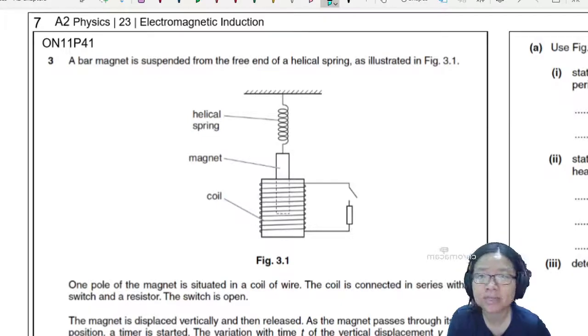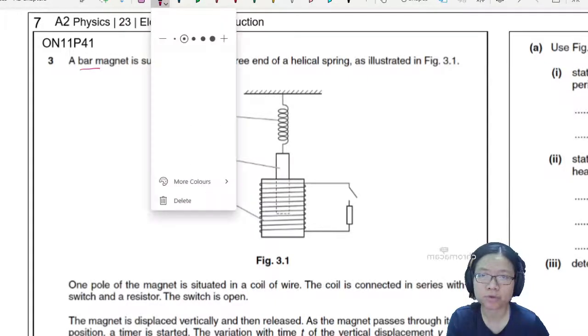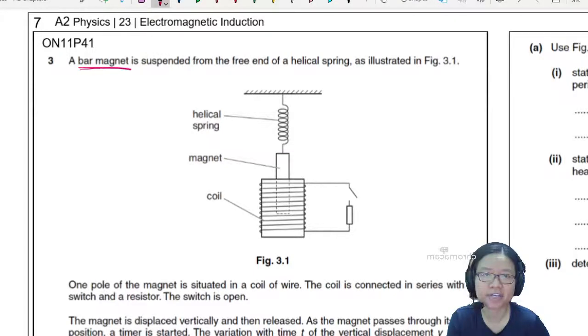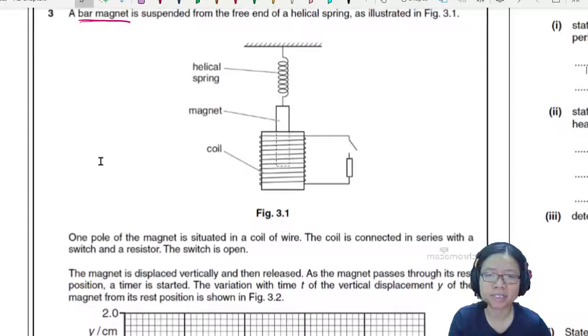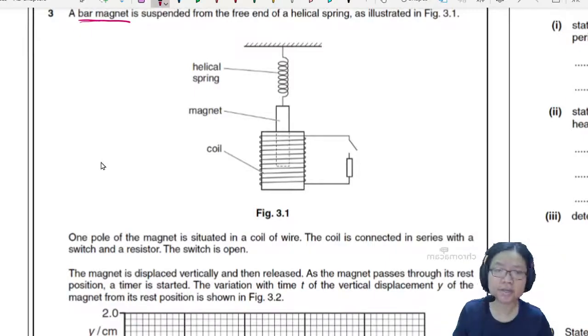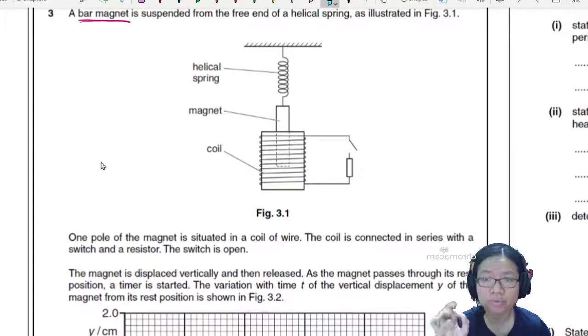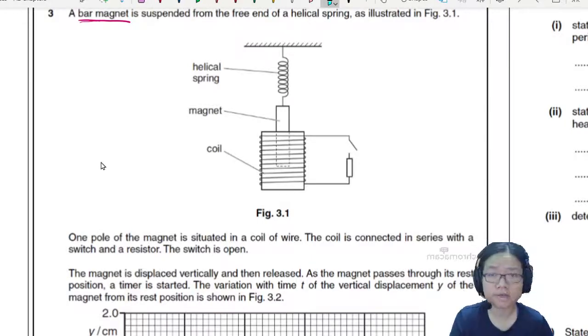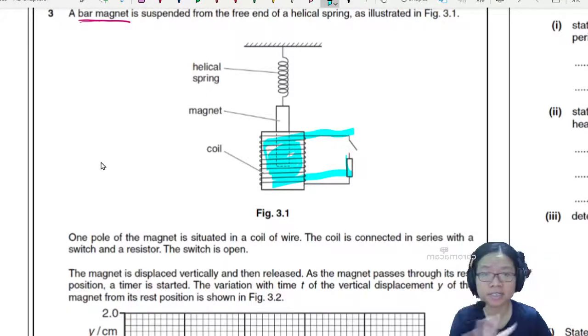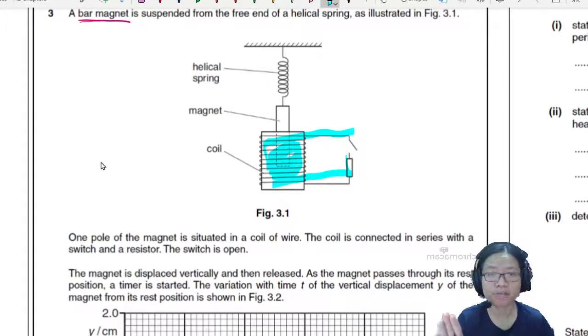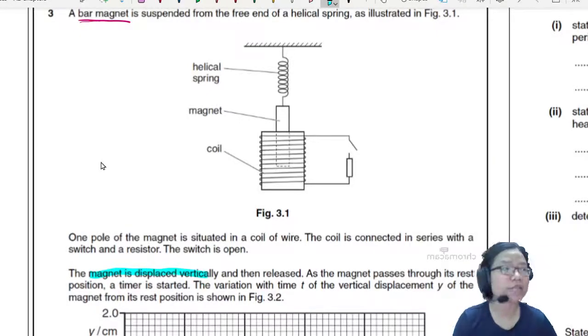Let's read the question. The bar magnet is suspended above the free end of a helical spring, so just a regular good old spring, as illustrated in figure 3.1. One pole of the magnet is situated in the coil of the wire, so the magnet is partially already inside the wire. The coils, so these are your coils here, okay? The coils are connected in series with the switch and the resistor, and initially the switch is open. So when the switch is open, this circuit is not complete, so there's no way current can flow.